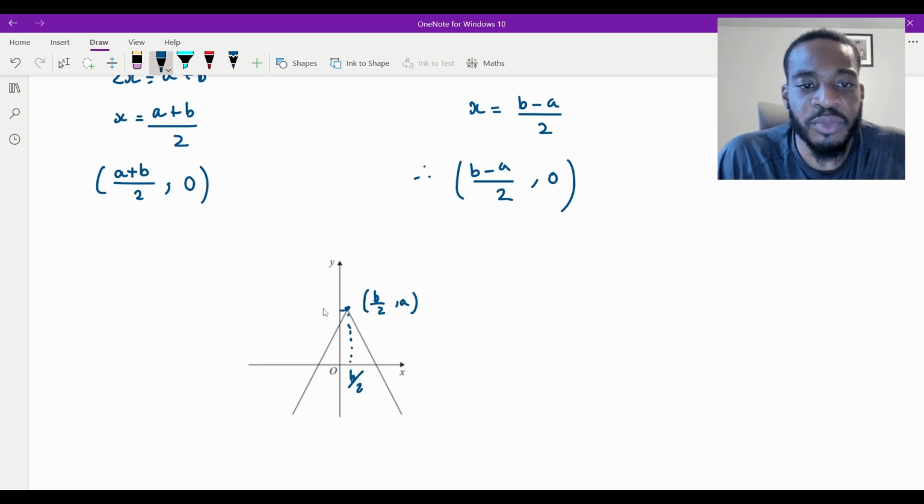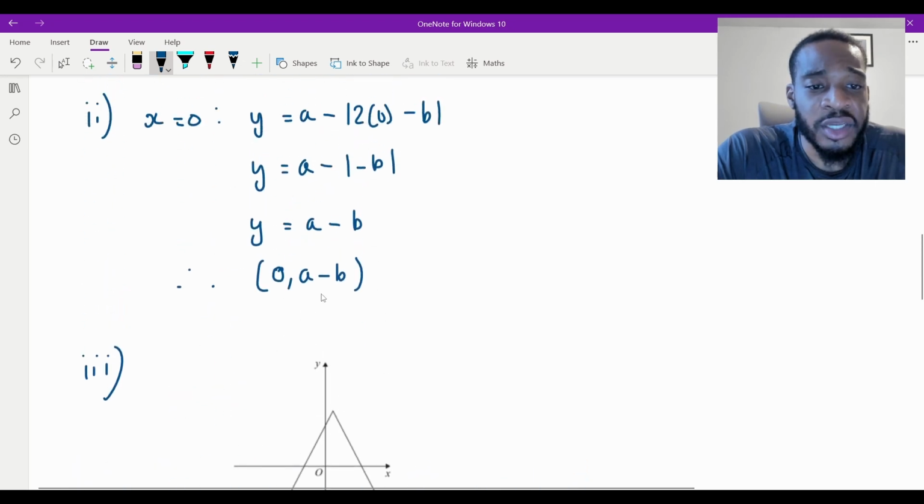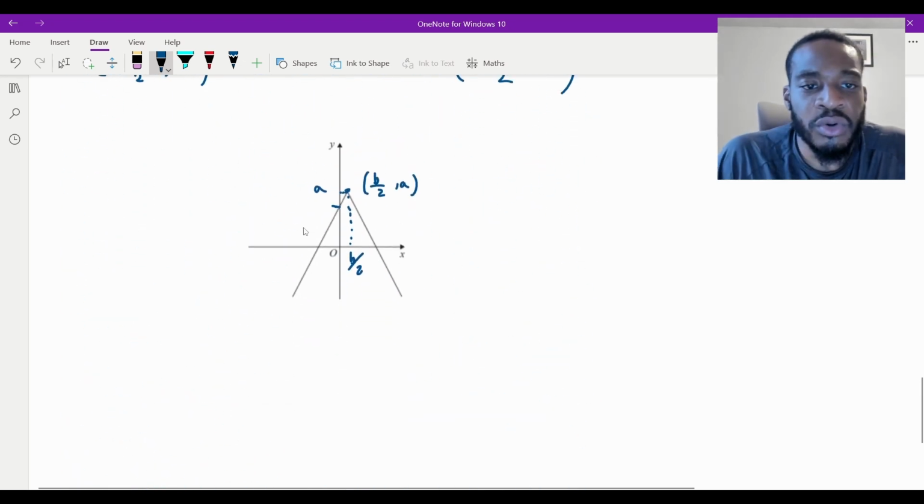That's a, so a is positive. That's good. The y-intercept was over there. And what did we say the y-intercept was again? It was (0, a minus b). So this is going to be a minus b over there.